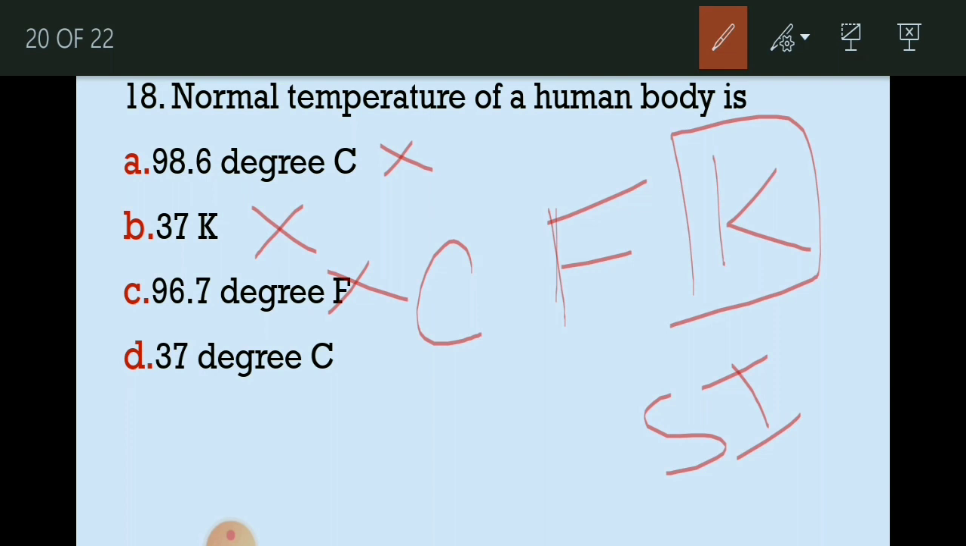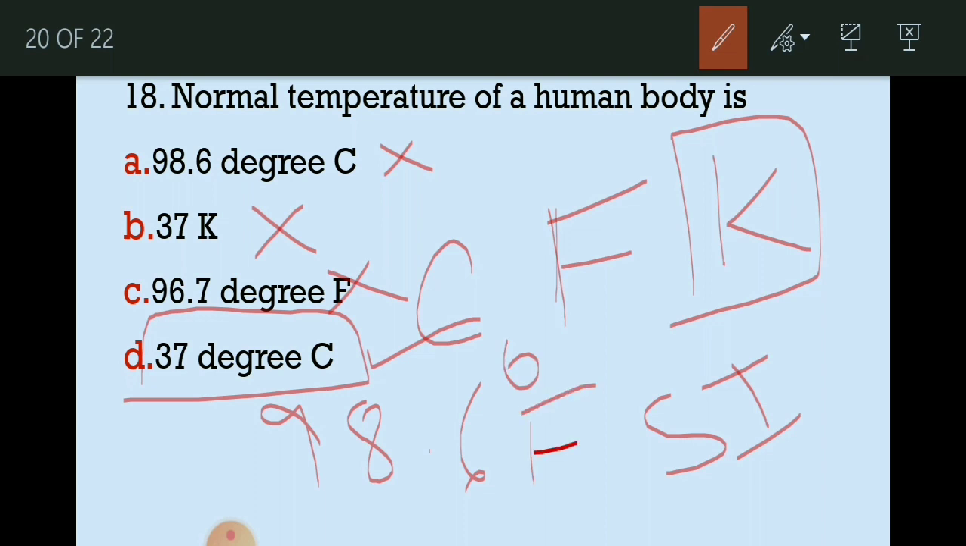Now the fourth option which is given, that is 37 degrees centigrade. This is the correct answer. 37 degrees centigrade is the normal body temperature, or we can also write 98.6 degrees Fahrenheit if it is given in Fahrenheit. So both are correct in this case. Okay, 98.6 degrees Fahrenheit is not given, that's why you have to choose 37 degrees centigrade.